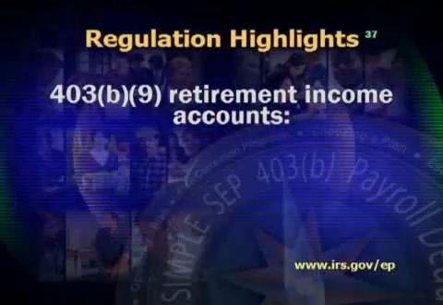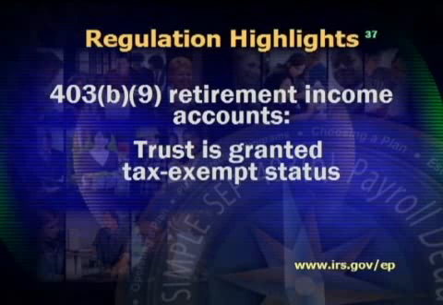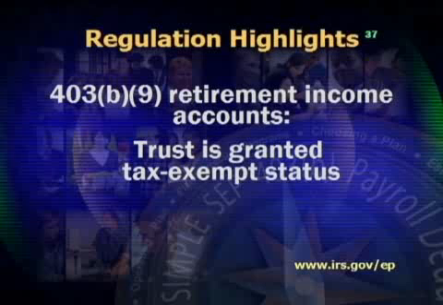We know that if we're dealing with a qualified plan, it links to Section 501(a) of the Internal Revenue Code, which says that the trust attached to that plan is tax exempt. But in retirement income accounts, this wasn't the case. So what we did in the regulations is we went ahead and we granted tax-exempt status to any trust associated with a retirement income account for a church described under Section 403(b)(9).